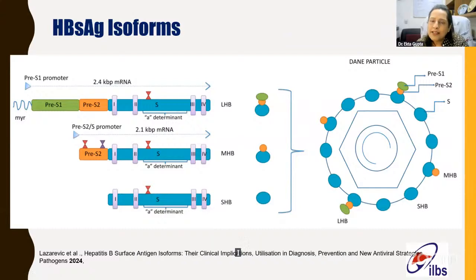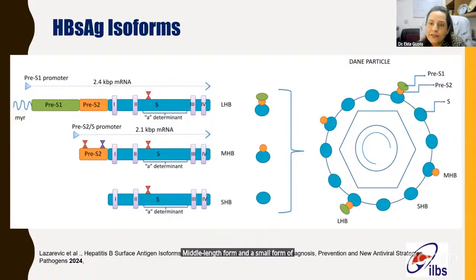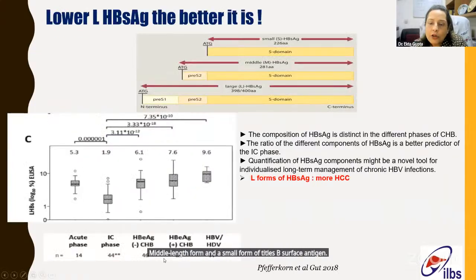I just skipped this slide because these are the forms of HBsAg which are in circulation. There is a large form, middle length form, and a small form of hepatitis B surface antigen. It can also be measured, and usually it's correlated with the chances of causing hepatocellular carcinoma.